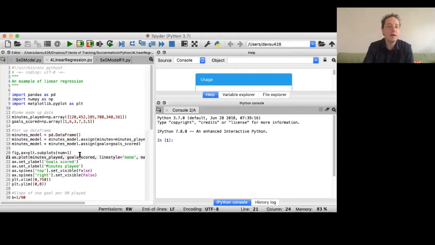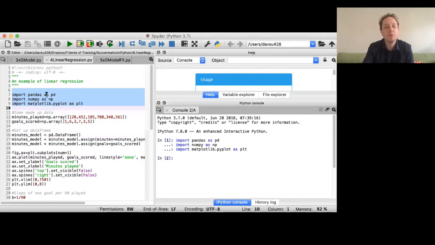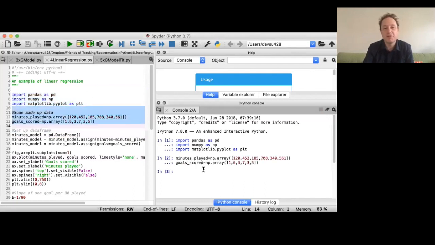The code is for linear regression. Start off by just loading in a couple of libraries here. I'm doing the normal thing of copy and pasting across here in Spyder. And I've just made up a data set, completely made up just for illustrative purposes. And the idea is we have minutes played in a match and goals scored by various players. And we want to find a relationship between minutes played and goals scored.